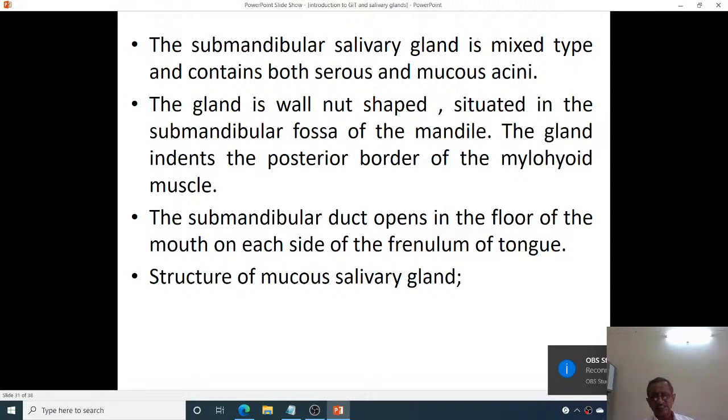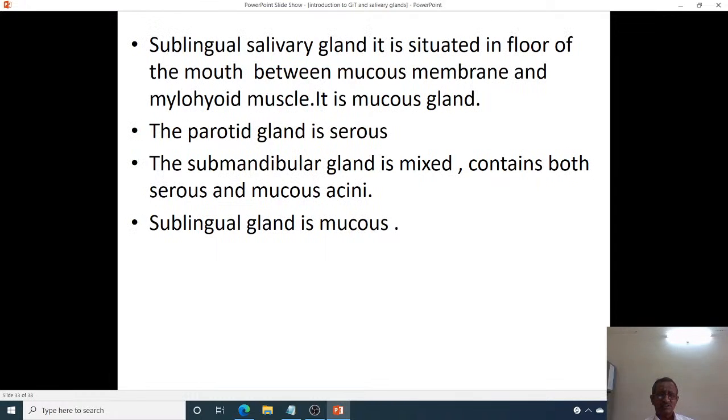So the submandibular gland is walnut shaped, situated in the submandibular fossa of the mandible. The gland indents the posterior part of the mylohyoid muscle. Then the submandibular duct opens into the floor of the mouth on either side of the frenulum. I have shown already. Okay, now sublingual salivary gland is situated in the floor of the mouth between the mucous membrane and mylohyoid muscle. It is a mucous gland.